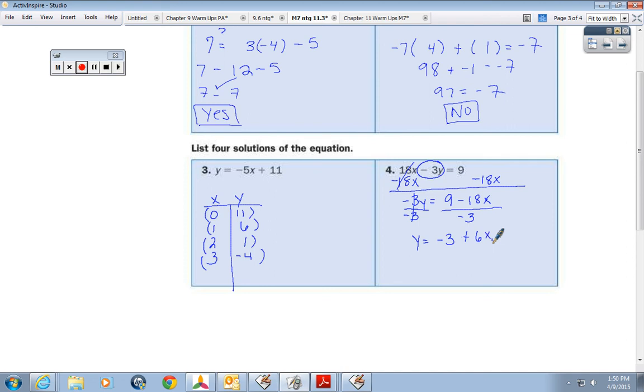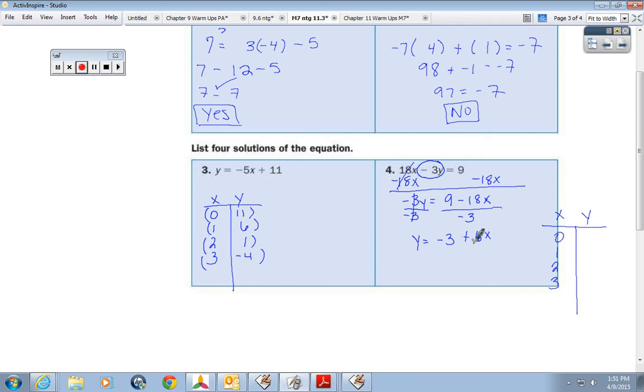I'm going to go just like this, x and y. Now, guess what 4 numbers I'm going to pick? 0, 1, 2, 3. Now, 0 is super easy. When I replace x with 0, what's 0 times anything? 0. What's negative 3 plus 0? Negative 3. And there's my first little ordered pair.